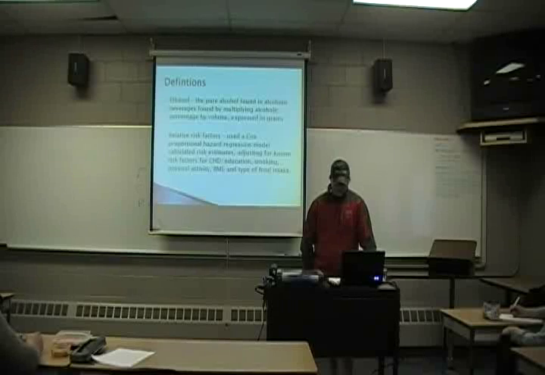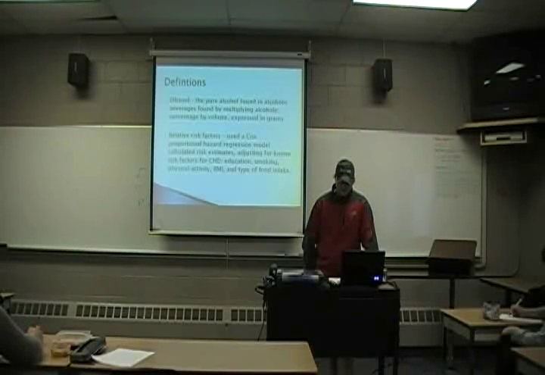Most studies that we look at will break down the pure alcohol content in order to compare alcohol intake. Ethanol is the pure alcohol found by multiplying the alcoholic percentage times the volume, and this is expressed in grams. The relative risk factors use a Cox proportional hazard regression model to calculate risk estimates, adjusting for the known risk factors for coronary heart disease: education, smoking, physical activity, body mass index, food intake, among other things.